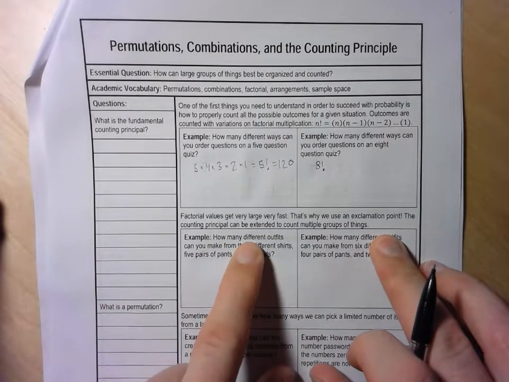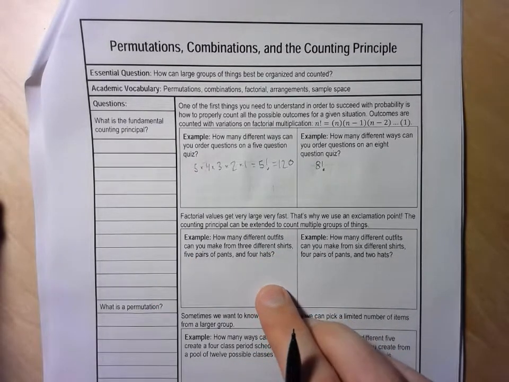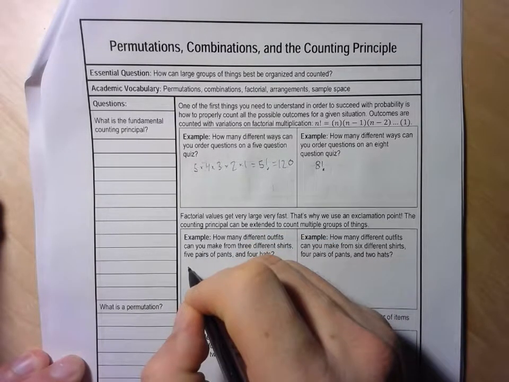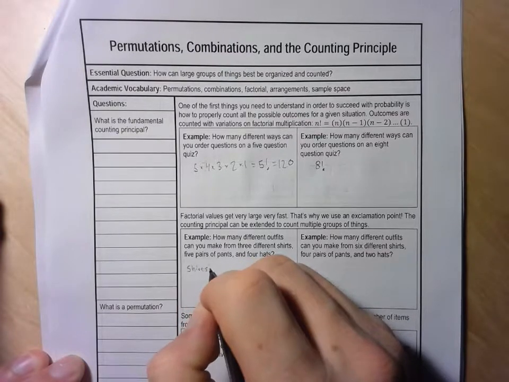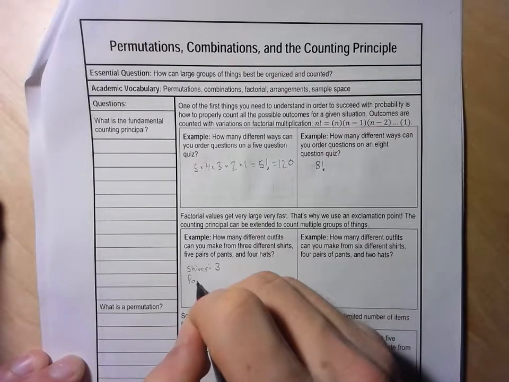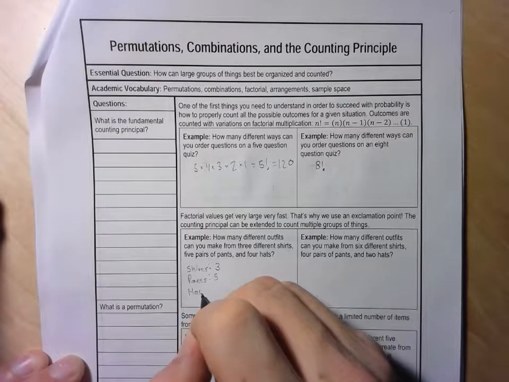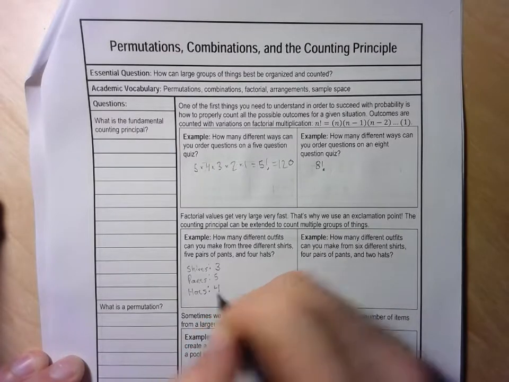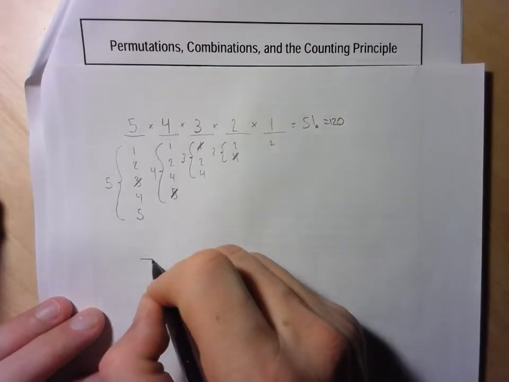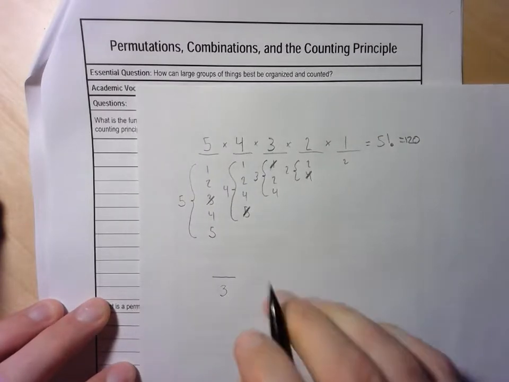The counting principle can be extended to count multiple groups of things. How many different outfits can you make with 3 different shirts, 5 pairs of pants, and 4 hats? So let's see if we can diagram this out. For my shirts, there are 3 options. For my pants, I have 5 options. And for my hats, I have 4 options. So this is similar to the questions on the quiz, except I have, for shirts, 3 options. And these are my shirts.